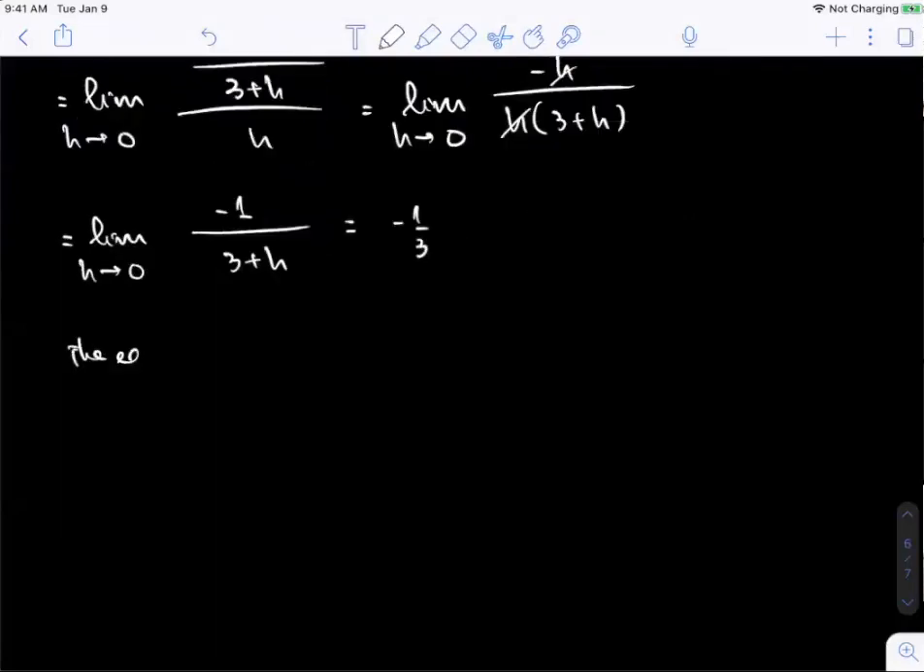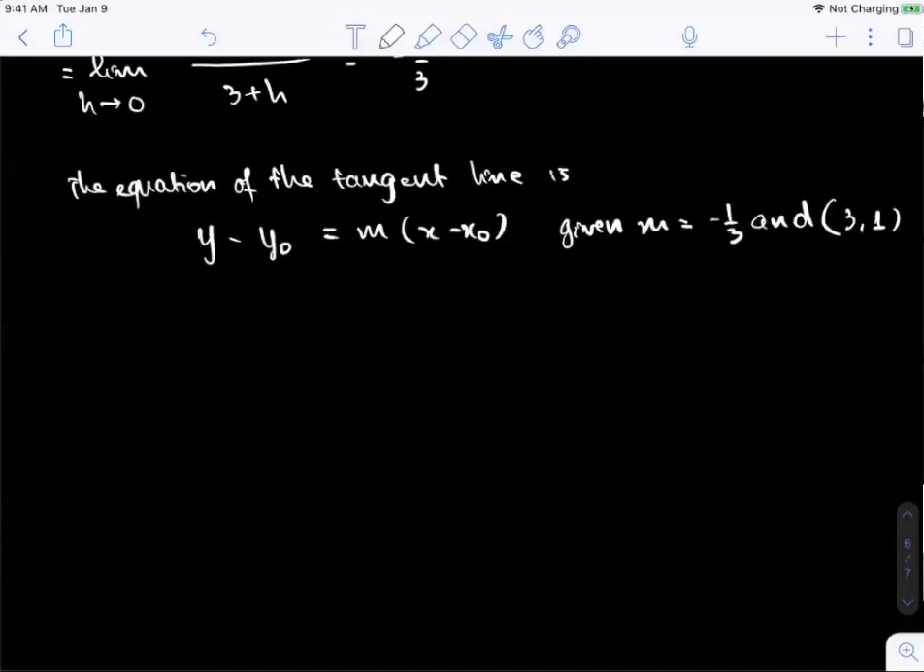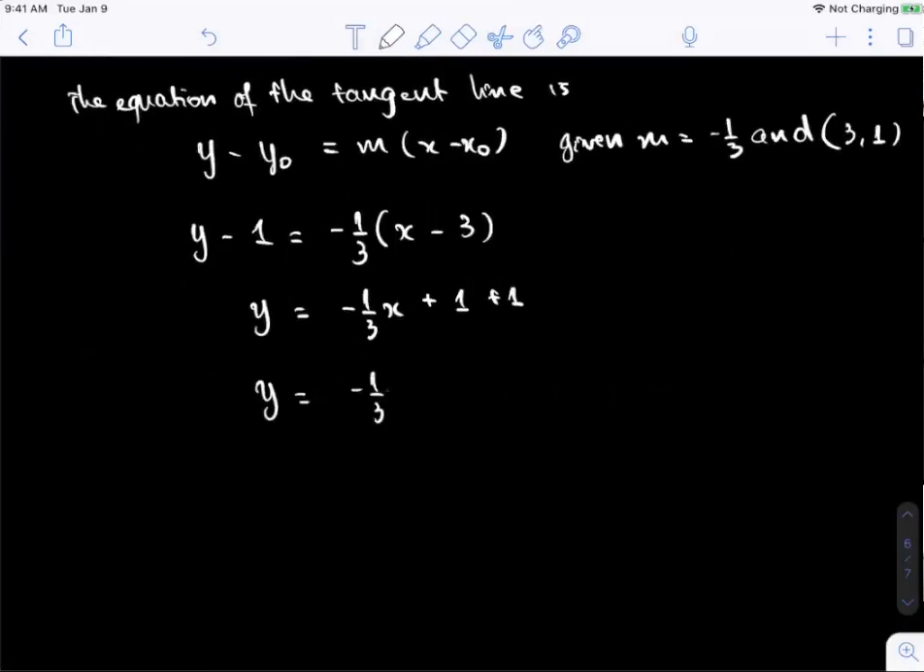So the equation of the tangent line, we can start with the point-slope form, given m is equal to negative 1/3 and the point 3, 1. So you have y minus 1 equal to negative 1/3 times x minus 3. This is negative 1/3 x plus 1, or y equal to negative 1/3 x plus 2. So that is the equation of the tangent line.